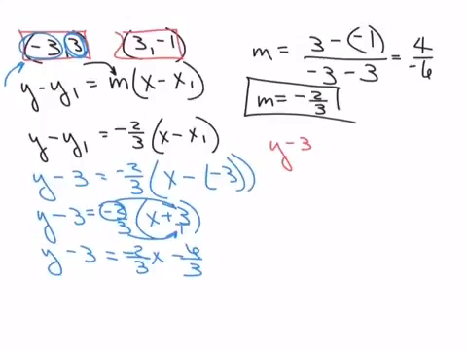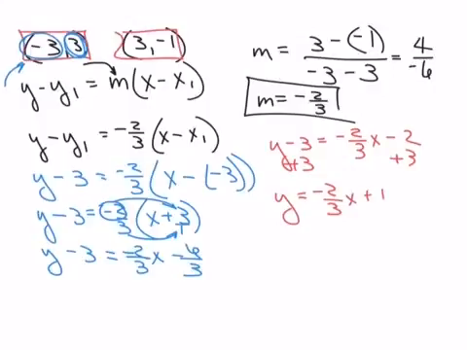So y minus 3 equals negative 2/3 x minus 6 over 3 is 2. Add 3, add 3. So y equals negative 2/3 x plus 1. Okay, so that's the equation. So again, we found the slope of the line first. And then we use this equation. And it didn't matter which of these 2 points we used.